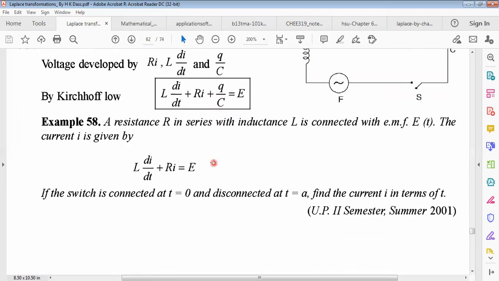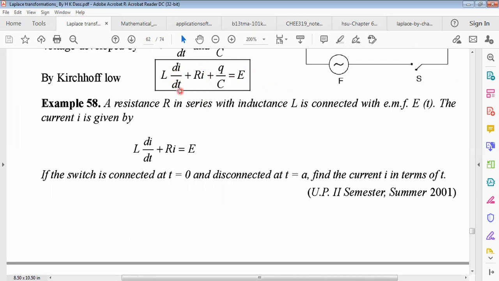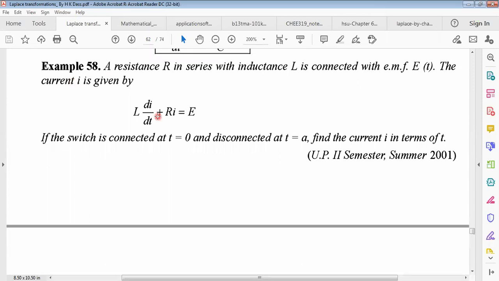This is a differential equation because here I is the dependent variable and t is the independent variable, and a differential coefficient with respect to t exists. That is why this is a differential equation. Suppose we are considering an example. A resistance R in series with inductance L is connected with EMF E(t). The current I is given by this differential equation: L di/dt plus Ri equals E, the total EMF.